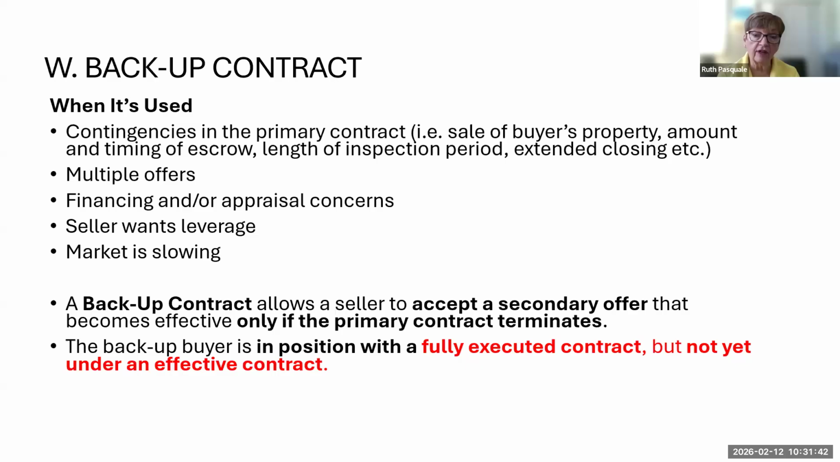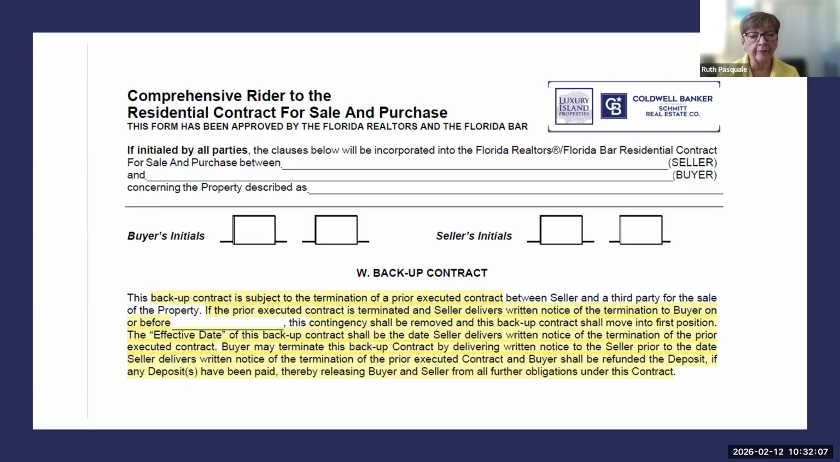So what is a backup contract? It's a fully executed contract. It's just not effective. Fully executed means it's signed by buyer and seller. You've got all the addenda in place, because remember, you don't have a valid contract if you don't have all your addenda back. So it's sitting there fully executed, but it's not effective.